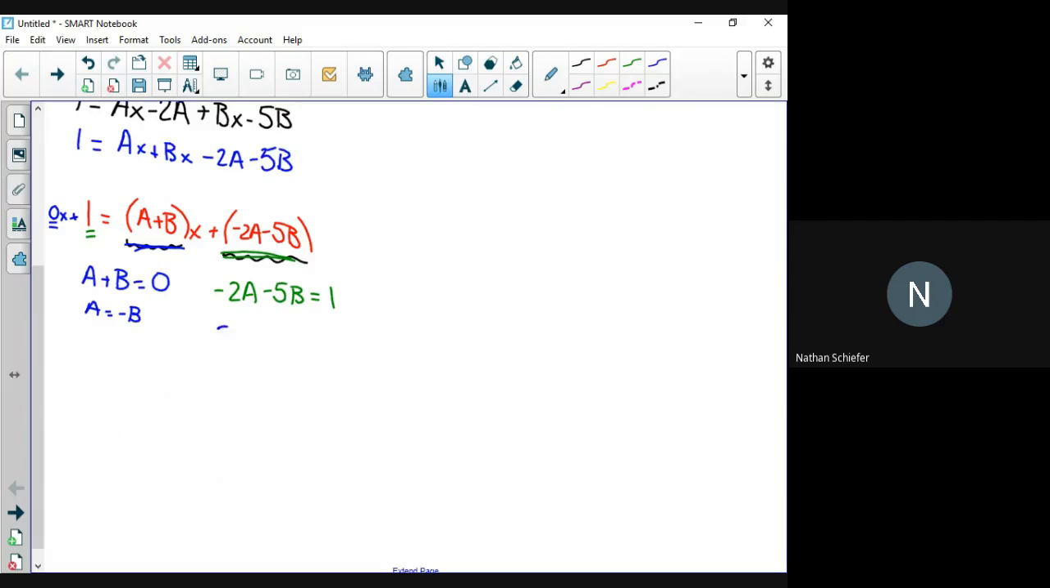What that's going to give me is 2a. Negative times negative is positive. Or sorry, 2b, not 2a. 2b minus 5b is 1. So what does that mean b is equal to? I combine my terms, divide. Negative 1/3. We got a number. Okay, so what's a equal to? If a is the opposite of b, that's 1/3.